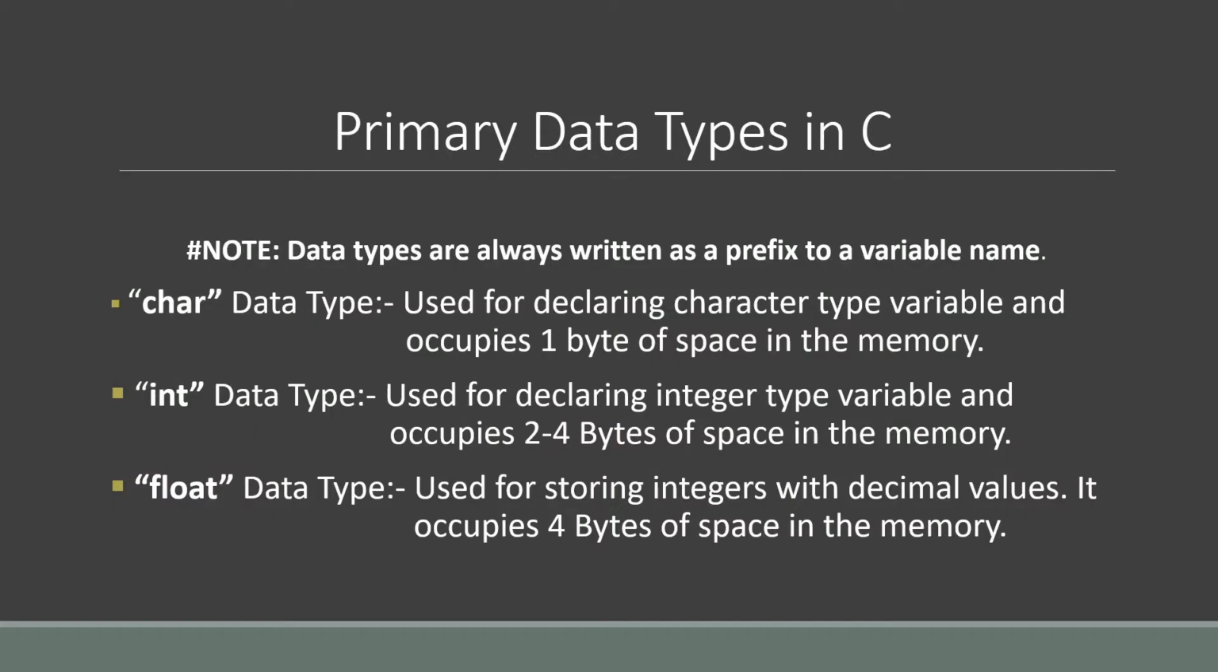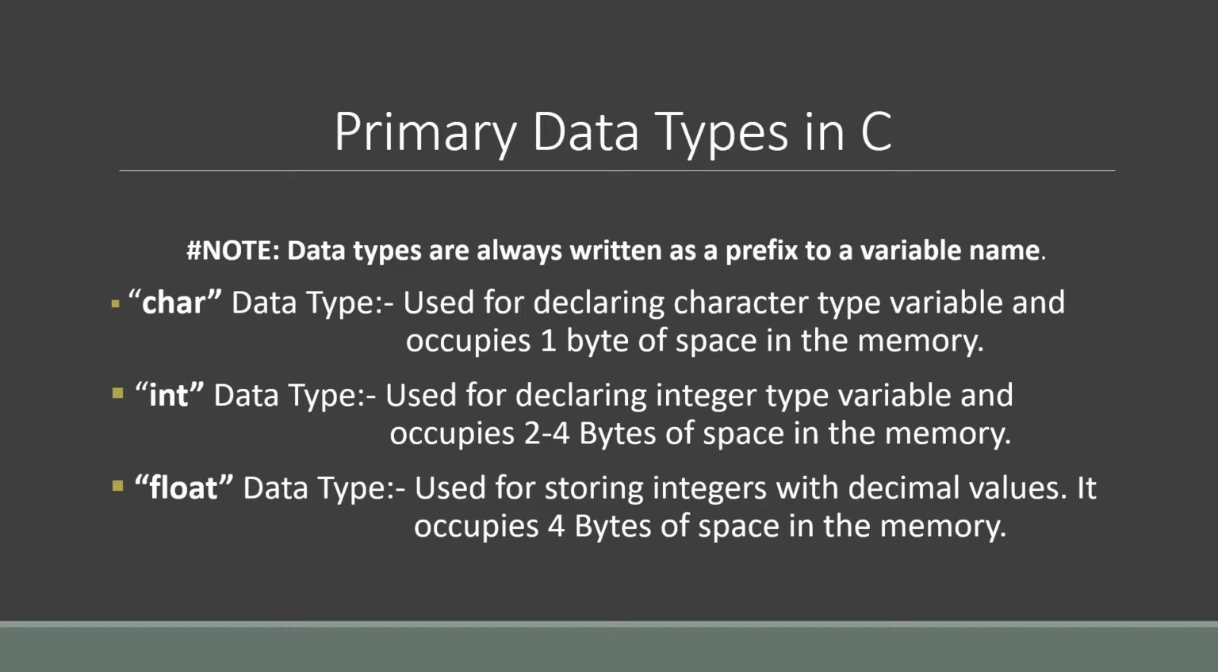The primary data types in C include char, int, and float. The char data type is used for declaring character type variables. The size of the character variable is 1 byte. The int data type is used for declaring integer type variables. Integer variables store numeric values.